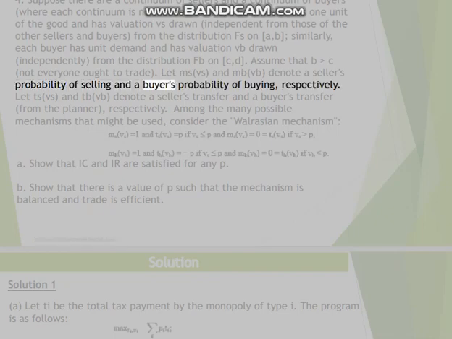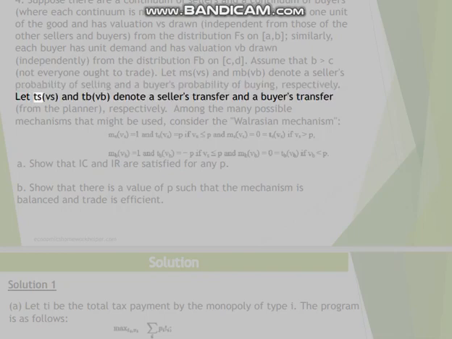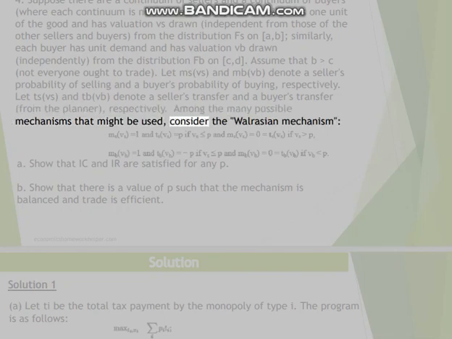Probability of selling and a buyer's probability of buying, respectively. Let TS and TB denote a seller's transfer and a buyer's transfer from the planner, respectively. Among the many possible mechanisms that might be used, consider the Walrasian mechanism.